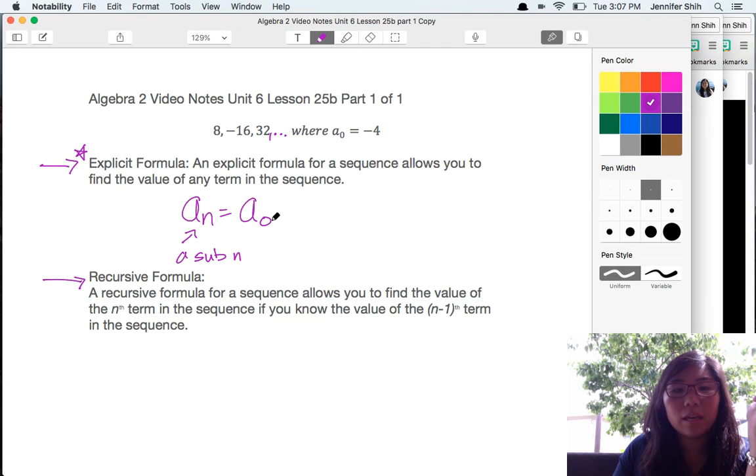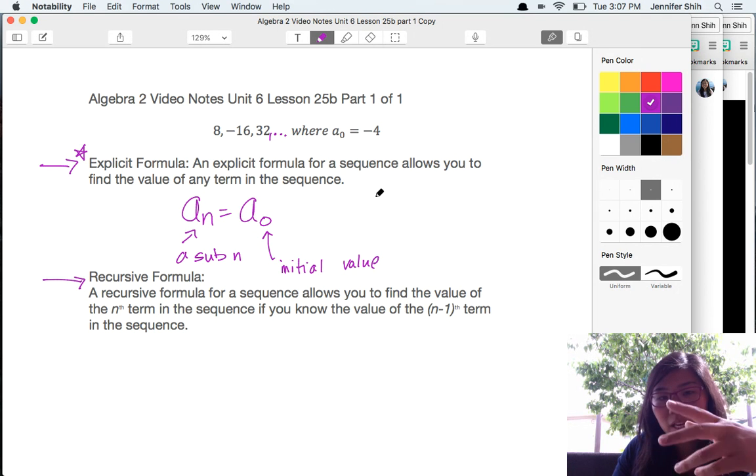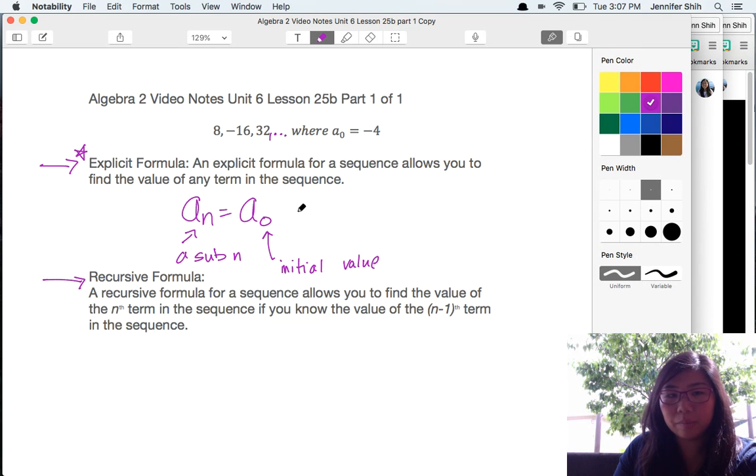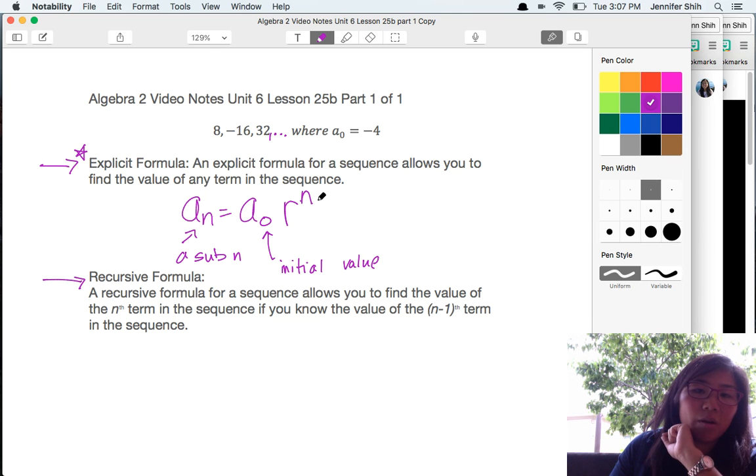So a naught is the initial value. If this is not given to you, you will have to solve for this in a certain way, which we'll practice in class. But if a sub naught, the initial condition, is not given to you, you will have to solve for it. I said that, but I didn't write that, but you should write that down. A sub n is equal to a naught r to the n power.